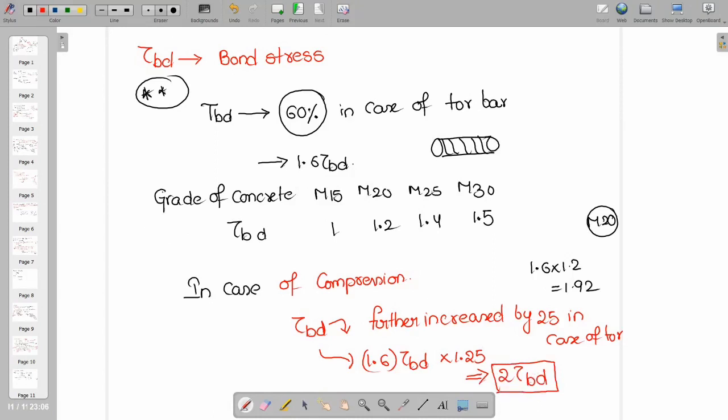Now you will ask me, sir, why did you say 1.25? Suppose tau BD is given as 1.2 in the tar case, then you have to take 1.25 into 1.2, which equals 1.5. But if tau BD is initially given as 1.2, in case of compression, tau BD will be 2 into 1.2, which is 2.4. So that is the reason in tar it is increased by 1.25. If it is initial, then it is increased by twice. Are you getting, my dear students?